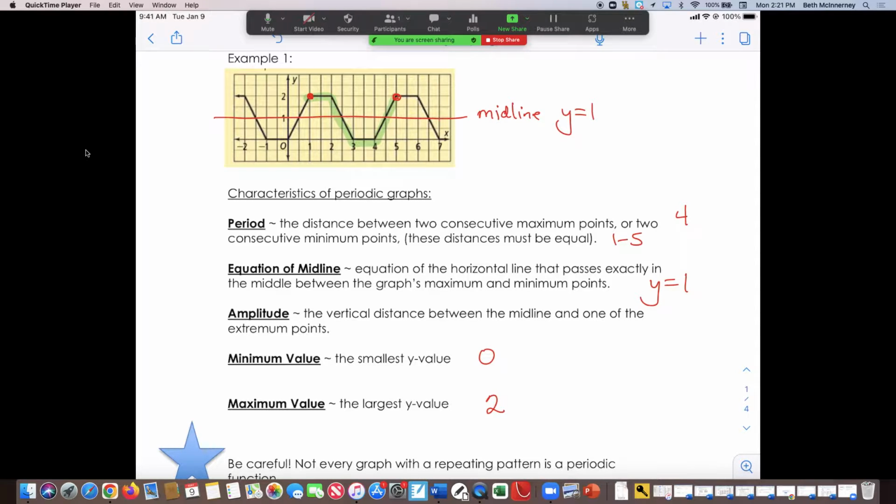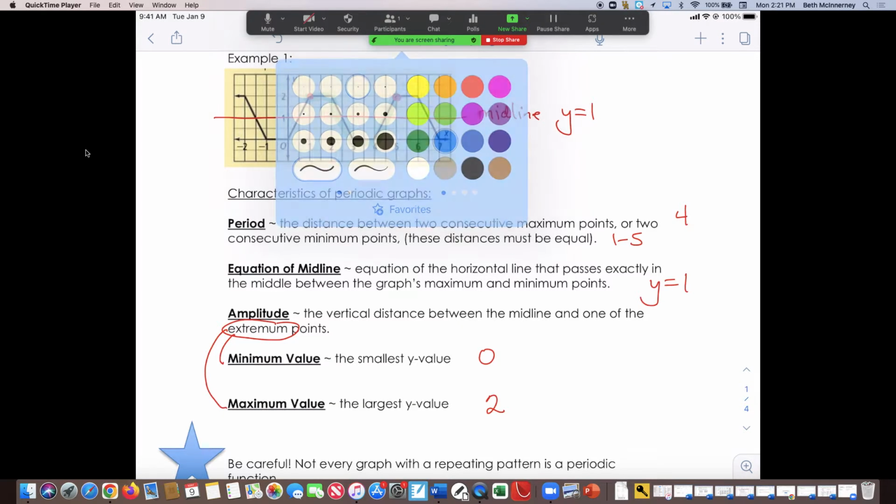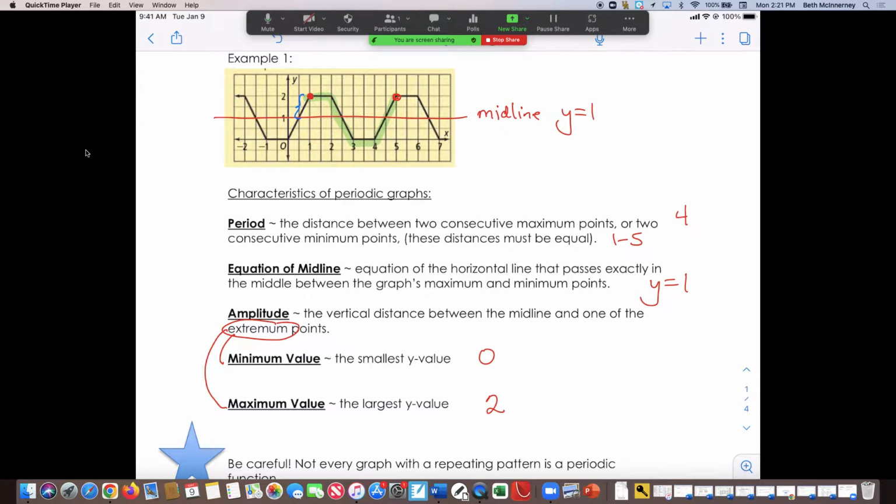The amplitude is the vertical distance between the midline and one of the extremum points. Extrema are max or mins, okay? So then the vertical distance from the maximum to the midline is 1. And we abbreviate amplitude with amp. And it's a distance, so the distance is always positive. You can't have a negative distance.